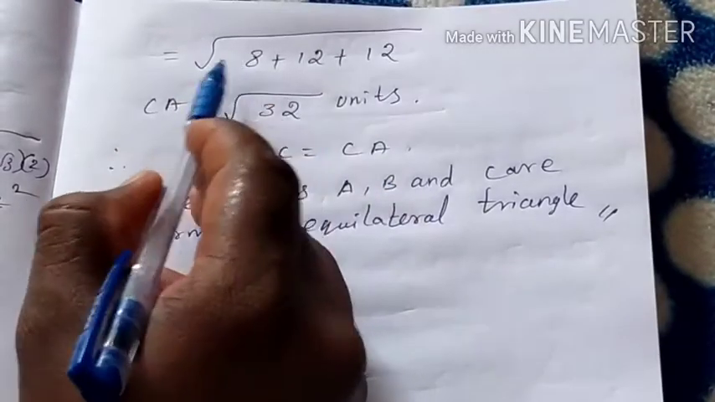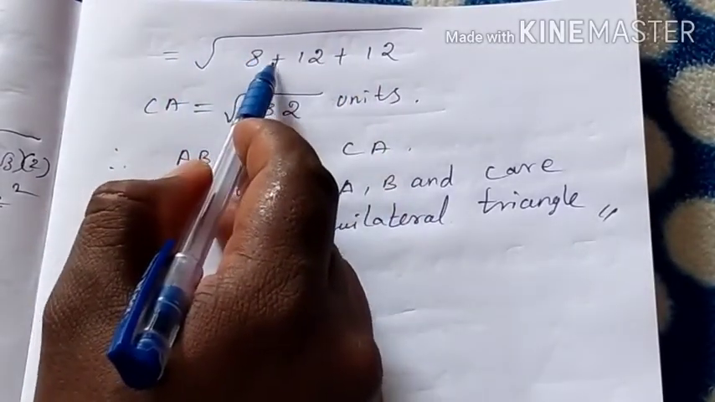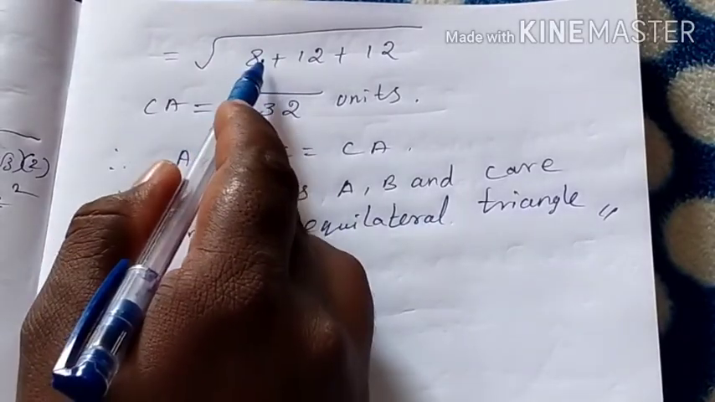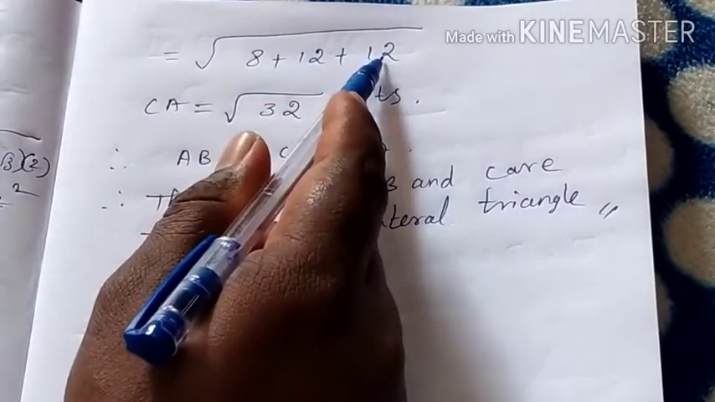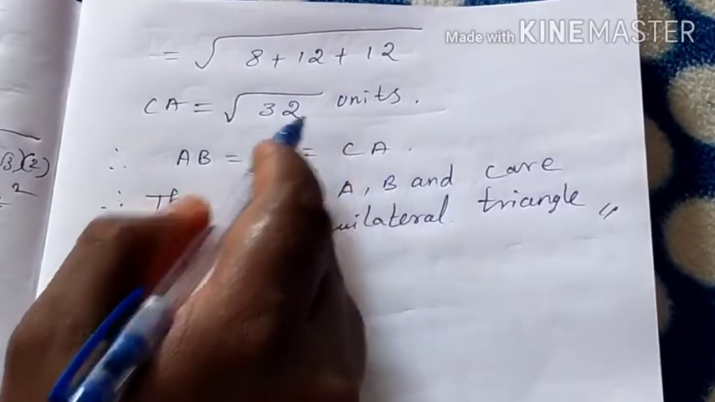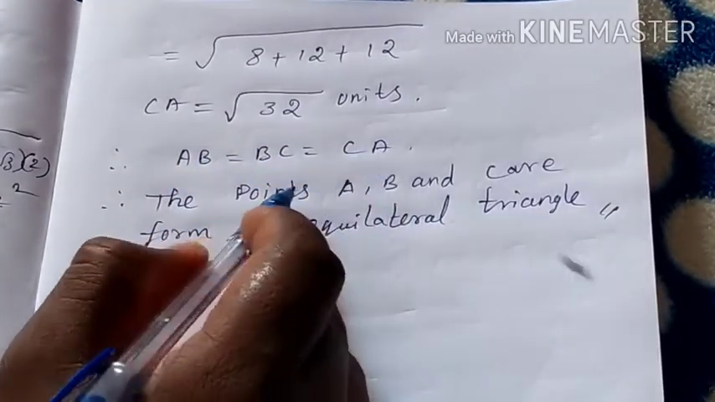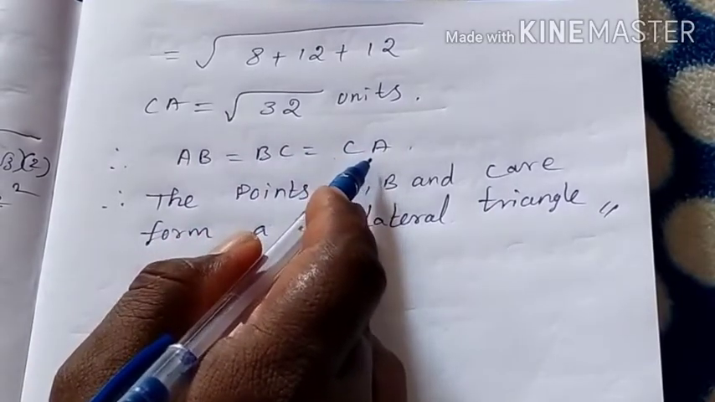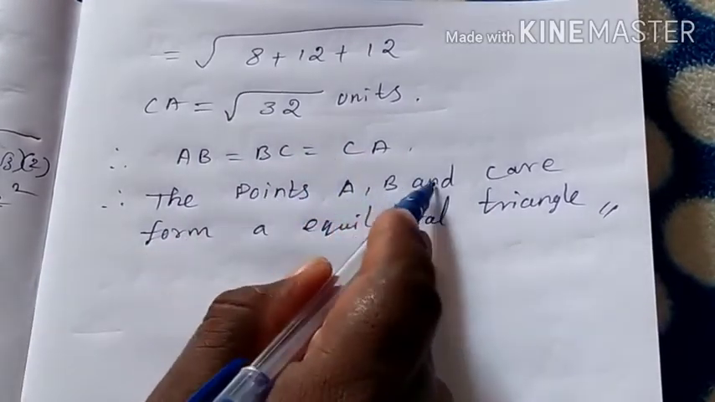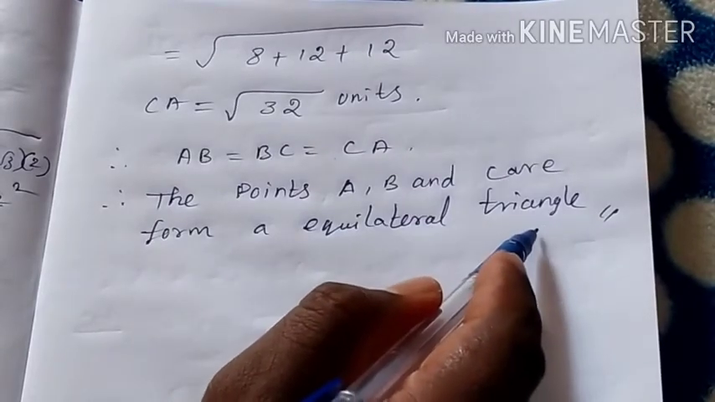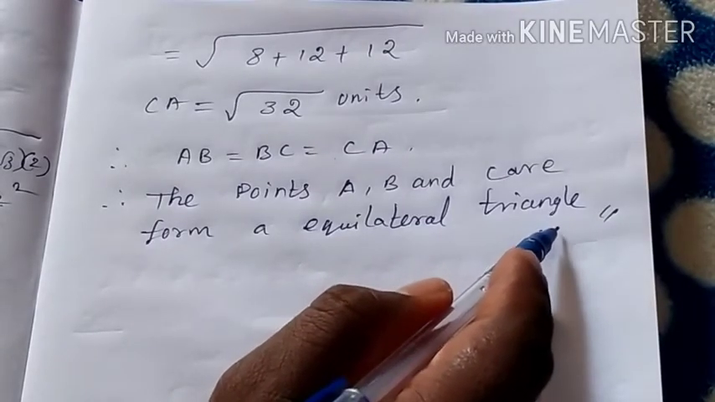Okay, this is equal to square root of 8 plus 12 plus 12. C is equal to square root of 8 plus 12 is 20, 20 plus 12 is 32 units. Therefore, AB equal to BC is equal to CA. All the three sides are equal in the triangle. Therefore, the points A, B and C form an equilateral triangle. Okay, hence proved. Have you understood?